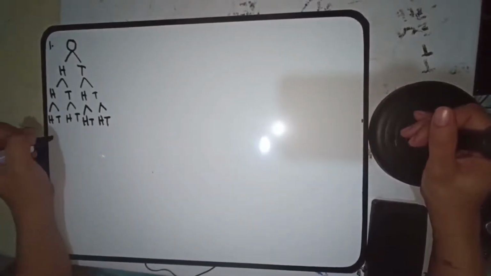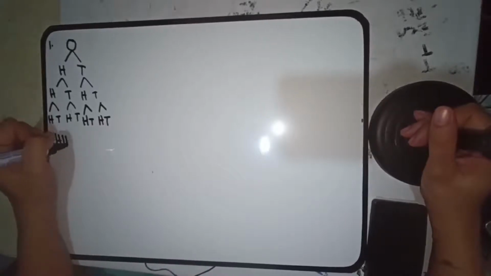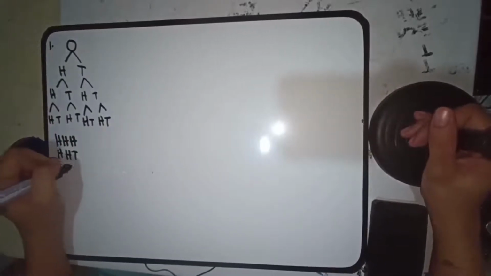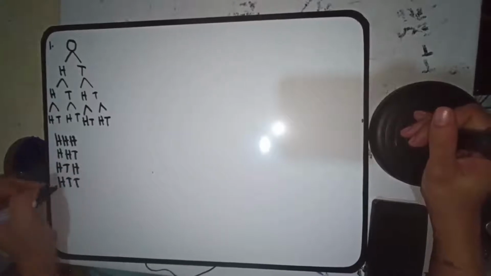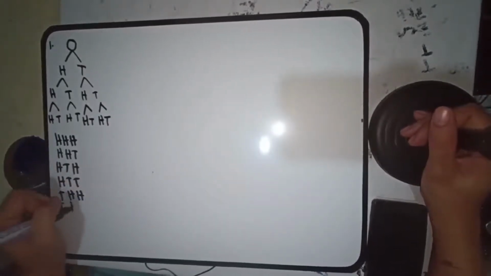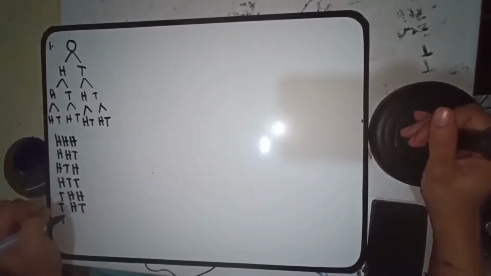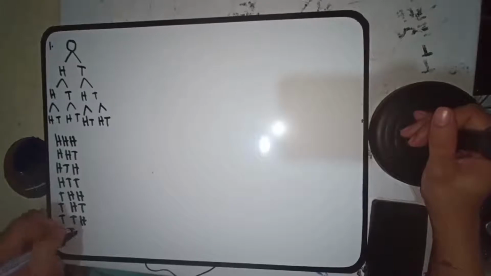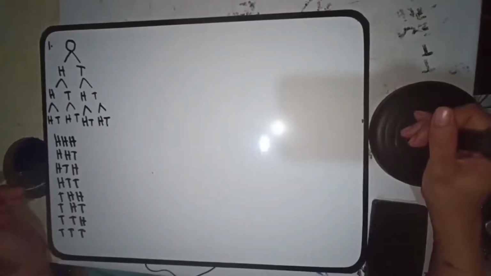So, going straight, we have HHH, HHT, HTH, HTT, THH, THT, TTH, and TTT. Okay, again, our random variable y represents the number of tails that occur.